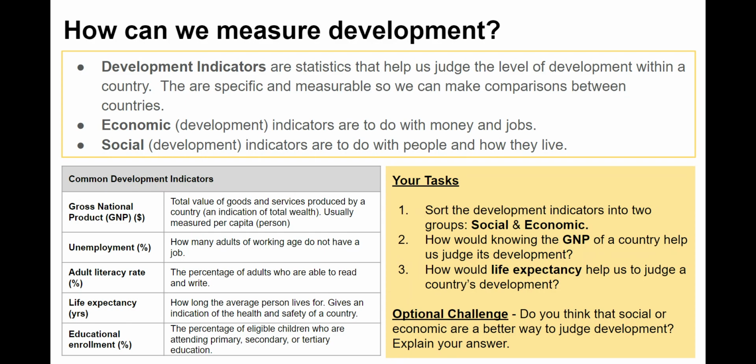Finally, remember this is optional if you finish. If you want a little bit more of a challenge, I want you to write in full sentences. Do you think social or economic indicators are a better way to judge development? If you could only have the social ones or the economic ones, which ones do you think would be most useful for you and why? So pause the video there. Remember, full sentence answers in your book, please, and then come and unpause and see me again when you have finished those questions. Good luck.